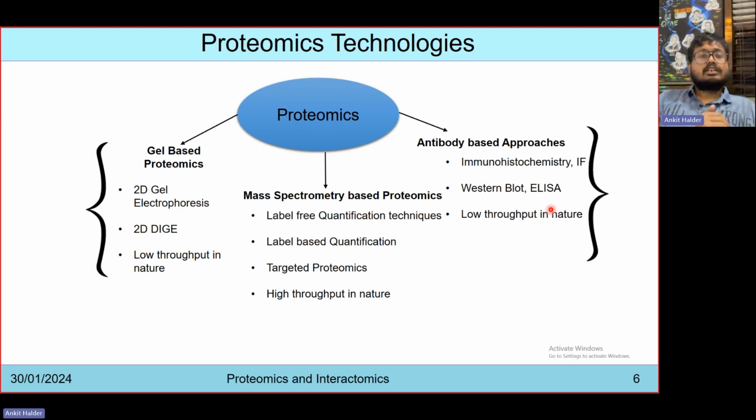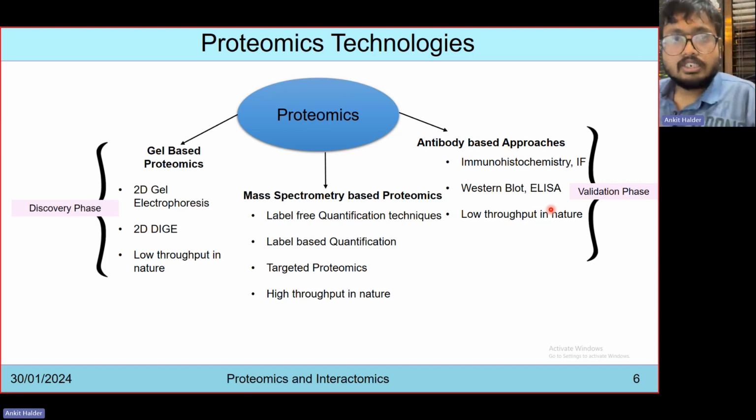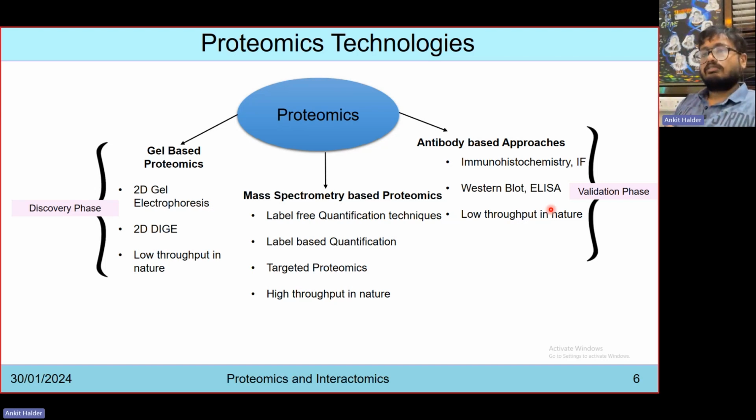these are the technologies: gel-based, mass spectrometry-based, or antibody-based. But another way we can divide it is by the phase of the study. Suppose you have started a new work on a particular disease. It can be any disease of your choice.